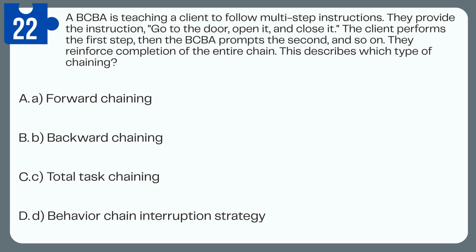Question 22. A BCBA is teaching a client to follow multi-step instructions. They provide the instruction, "go to the door, open it, and close it." The client performs the first step, then the BCBA prompts the second, and so on. They reinforce completion of the entire chain. This describes which type of chaining? A. Forward chaining. B. Backward chaining. C. Total task chaining. D. Behavior chain interruption strategy.